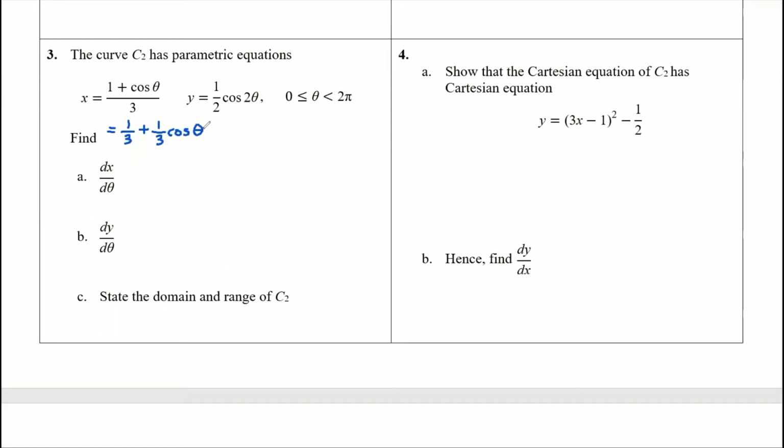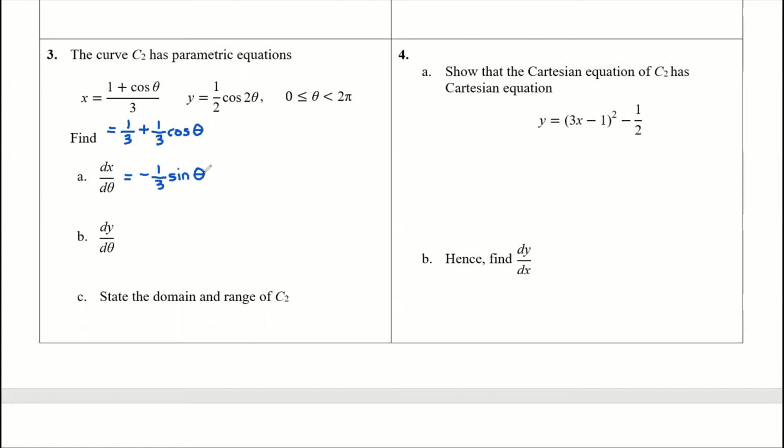If we differentiate this, obviously the constant term will disappear. And if we differentiate cosine, that's a standard result. So that's going to be negative sine. So that's going to be negative 1/3 sine theta, keeping that coefficient at the front there. So that's dx by d theta.